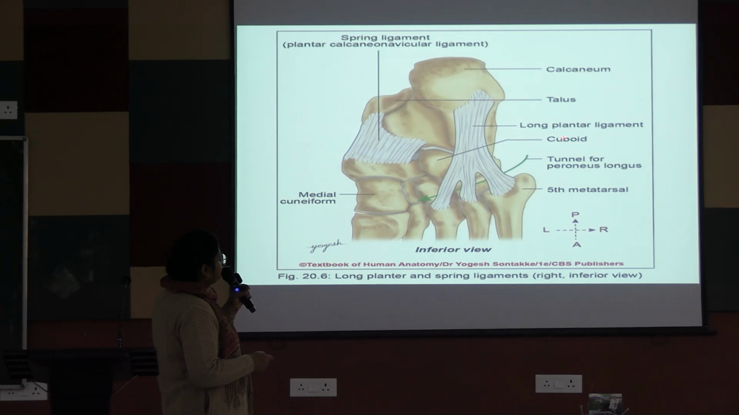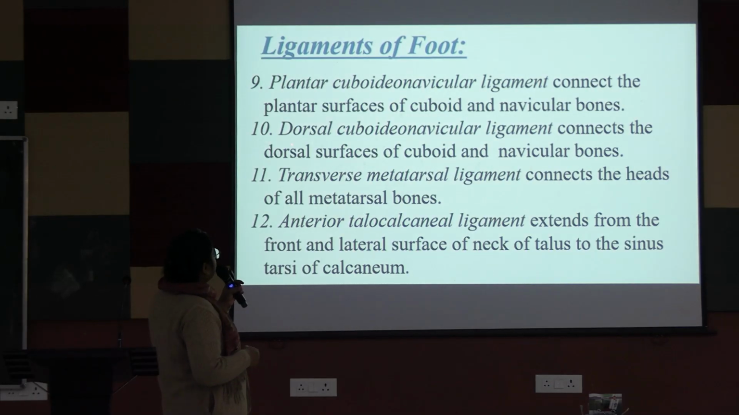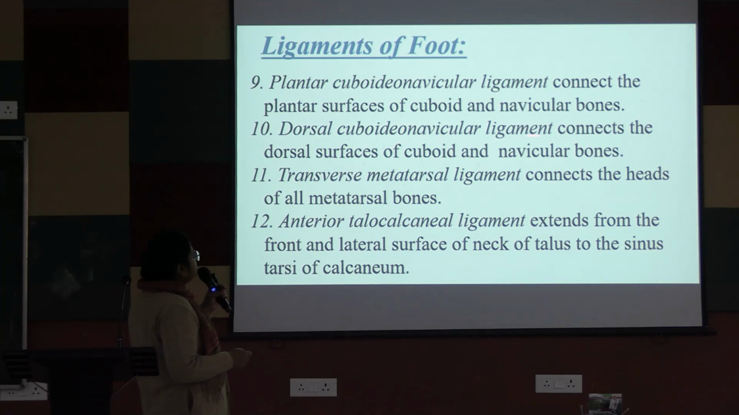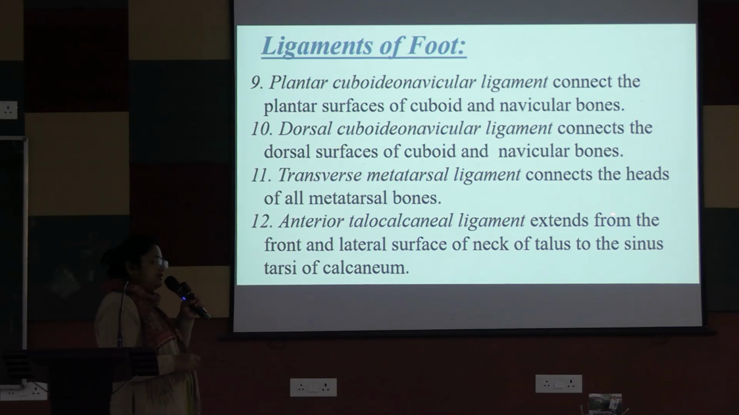So we have seen these pictures. This is the peroneus longus muscle tendon passing underneath the long plantar ligament through this groove. Long plantar ligament, spring ligament or plantar calcaneonavicular ligament. Here is the short plantar ligament and this is the groove for peroneus longus. Next is the plantar cuboidonavicular, which connects the plantar surface of the cuboid and navicular bones. Dorsal cuboidonavicular connects the dorsal surface of the cuboid and navicular. And the transverse metatarsal ligament connects the heads of all the metatarsal bones.